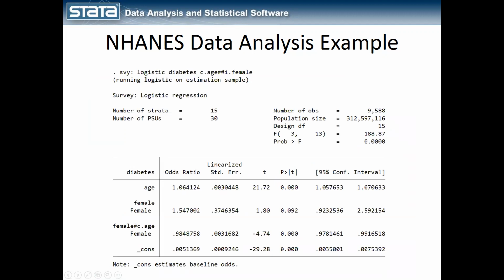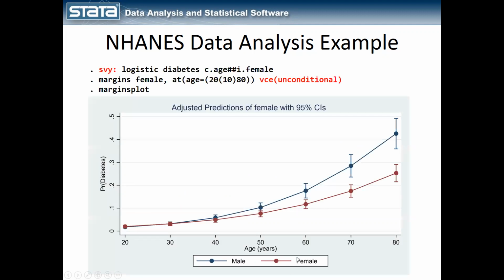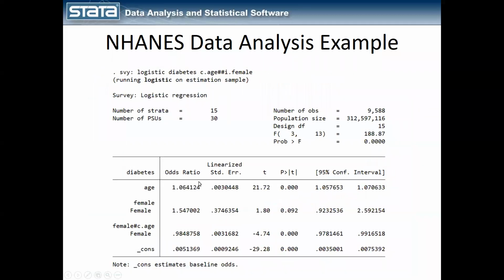This is really handy, in my opinion, with logistic regression models or Poisson models, things that are not linear, because I can type svy colon in front of this and use the margins command to get predicted probabilities. So the vertical axis here is the predicted probability of diabetes. Okay. So rather than having to look down this column of odds ratios, and someone asks, well, how do you interpret that odds ratio for the interaction of age and female?